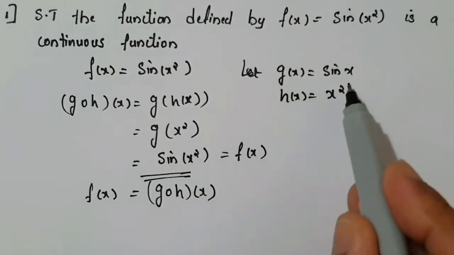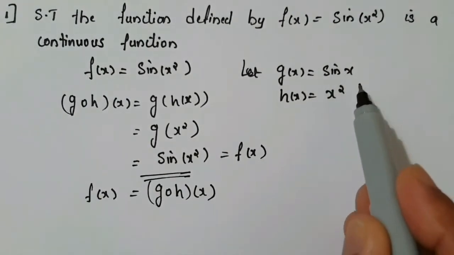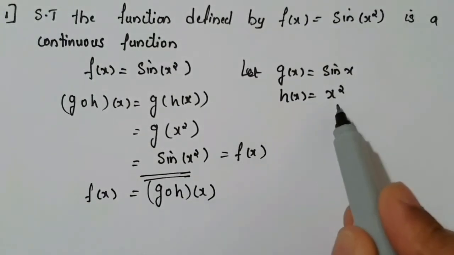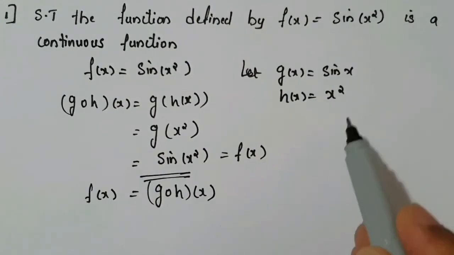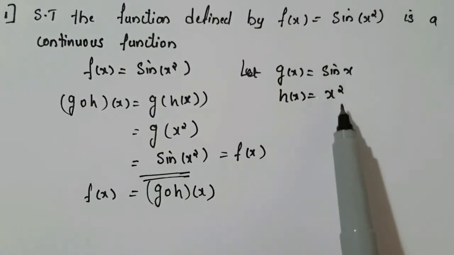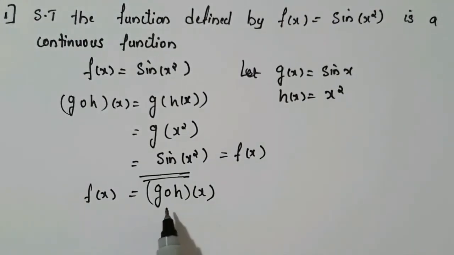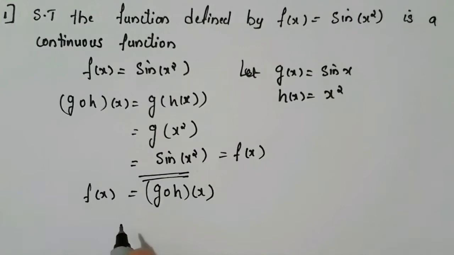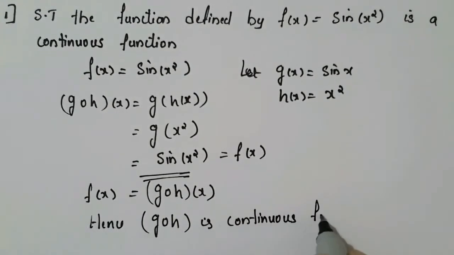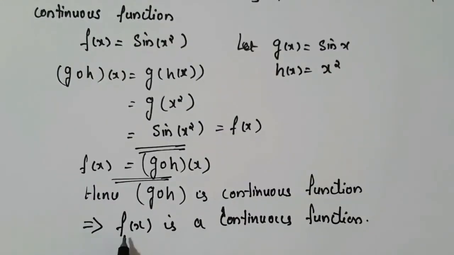Here, g of x is sin x, which is a continuous function that we have proved in the previous example. And h of x is x square, which is a polynomial function. We know a polynomial function is a continuous function. If two functions are continuous, then by theorem 2, their composition is also a continuous function. So here g of h of x is a continuous function, which means that f of x is a continuous function.